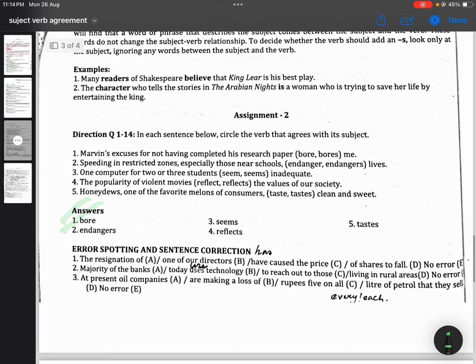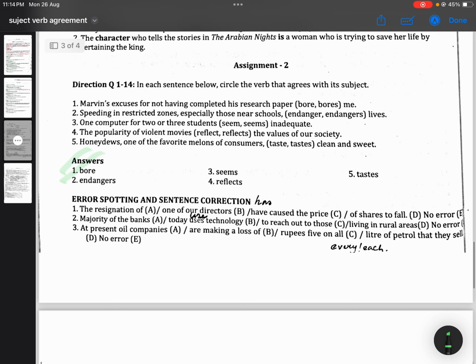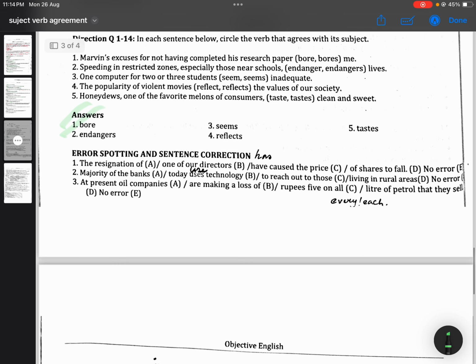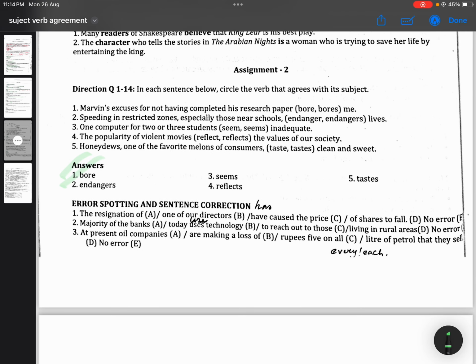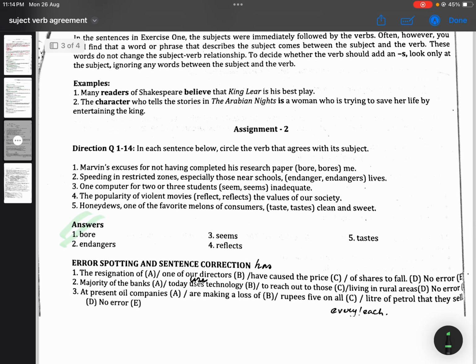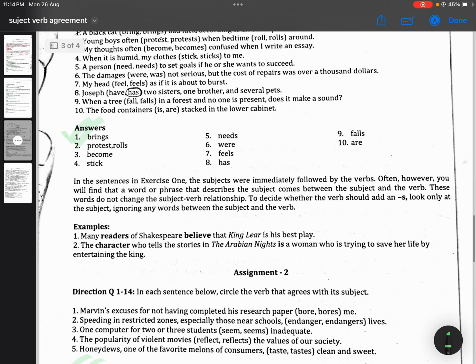And this is error spotting and sentence correction. They can give it like this, you have to find out the error and correct the sentence. So these are all the homework portions that you can do at your home, so that you can understand the rules that I have taught very clearly.